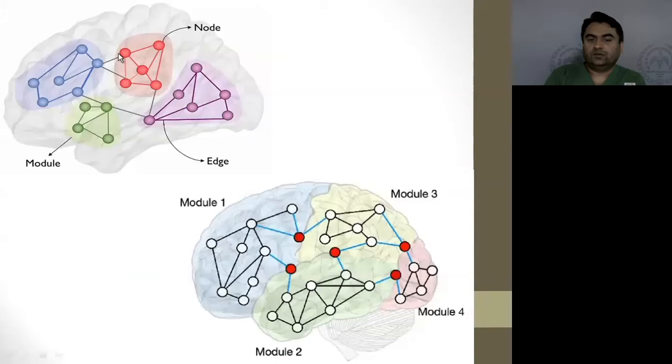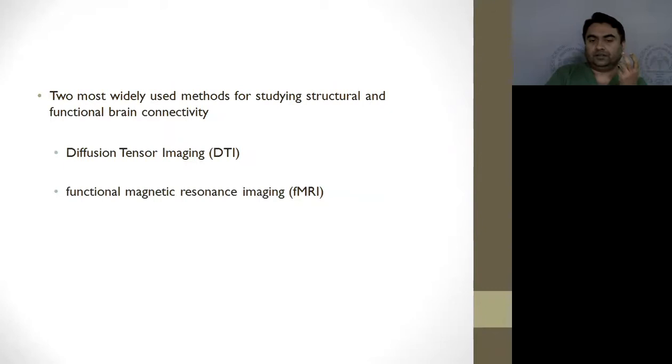Nodes are connected to each other with something referred to as an edge. This of course is a schematic diagram where a node is connected to one or two or a few others. Now, if a particular node is connected to multiple other nodes or many other functions, that's what is referred to as a hub. This collection is called a module. You can see four different modules here, each of them with nodes and edges connecting the nodes, and the nodes between the modules are the hubs connecting each other. Structural and functional brain connectivity by imaging is done by both diffusion tensor imaging and functional MRI.